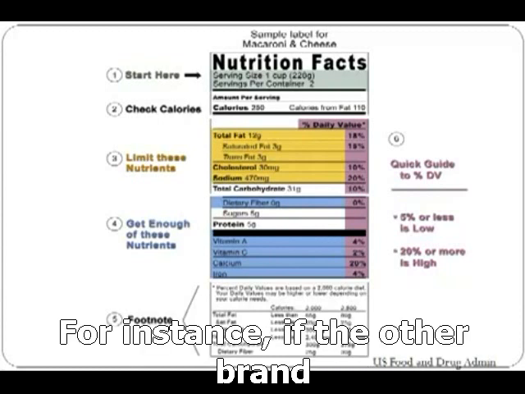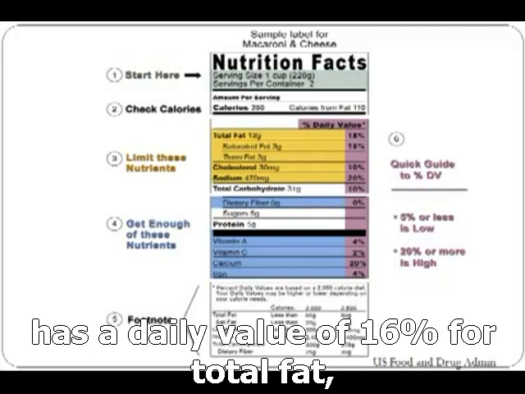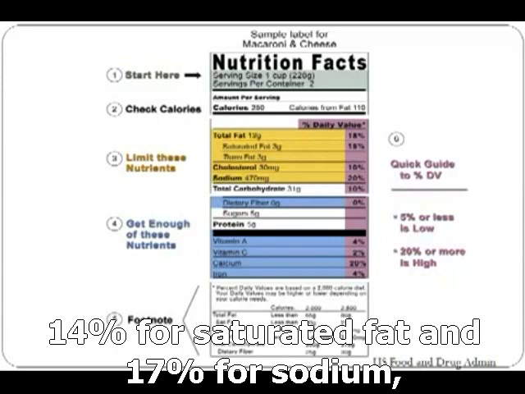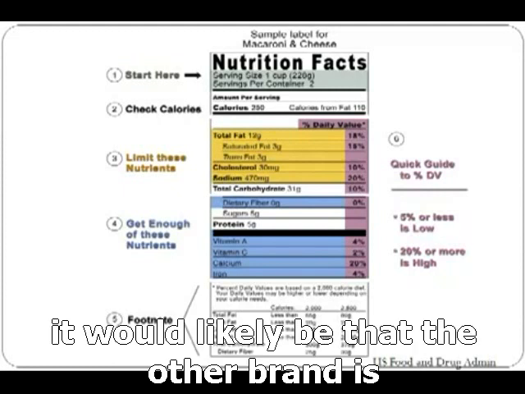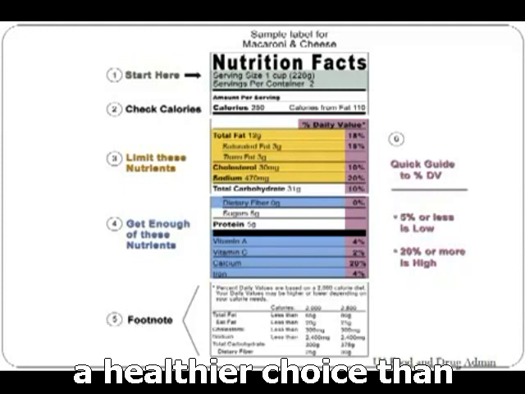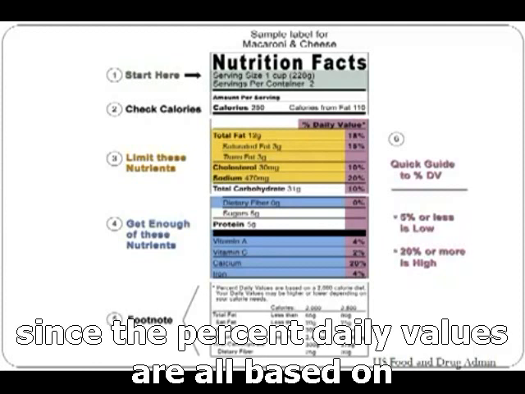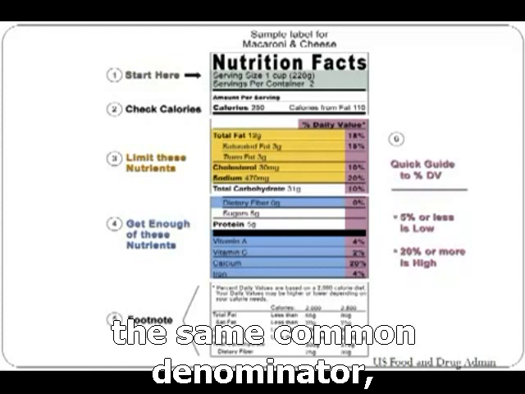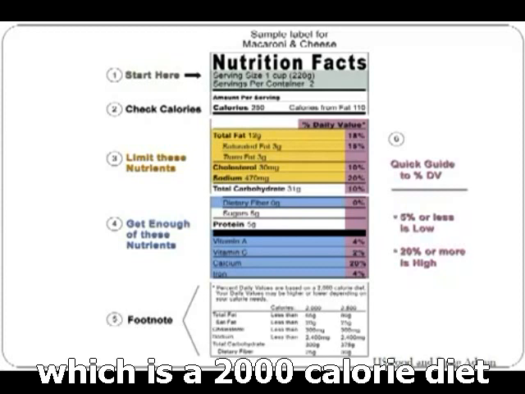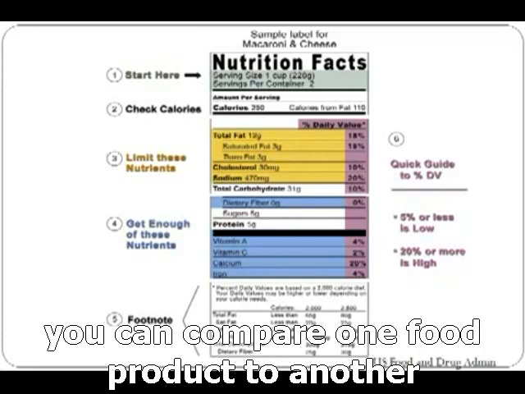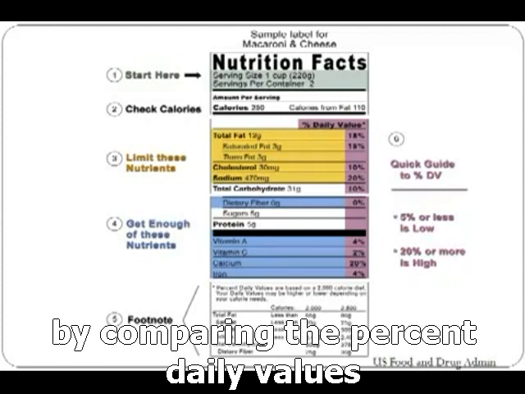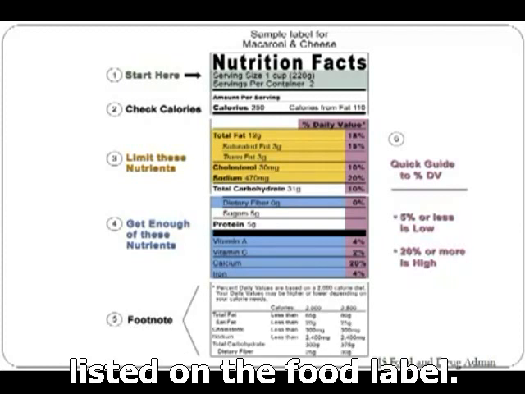For instance, if the other brand has a daily value of 16% for total fat, 14% for saturated fat, and 17% for sodium, it would likely be that the other brand is a healthier choice than the brand shown here on the slide. Since the percent daily values are all based on the same common denominator, which is a 2,000 calorie diet, you can compare one food product to another by comparing the percent daily values listed on the food label.